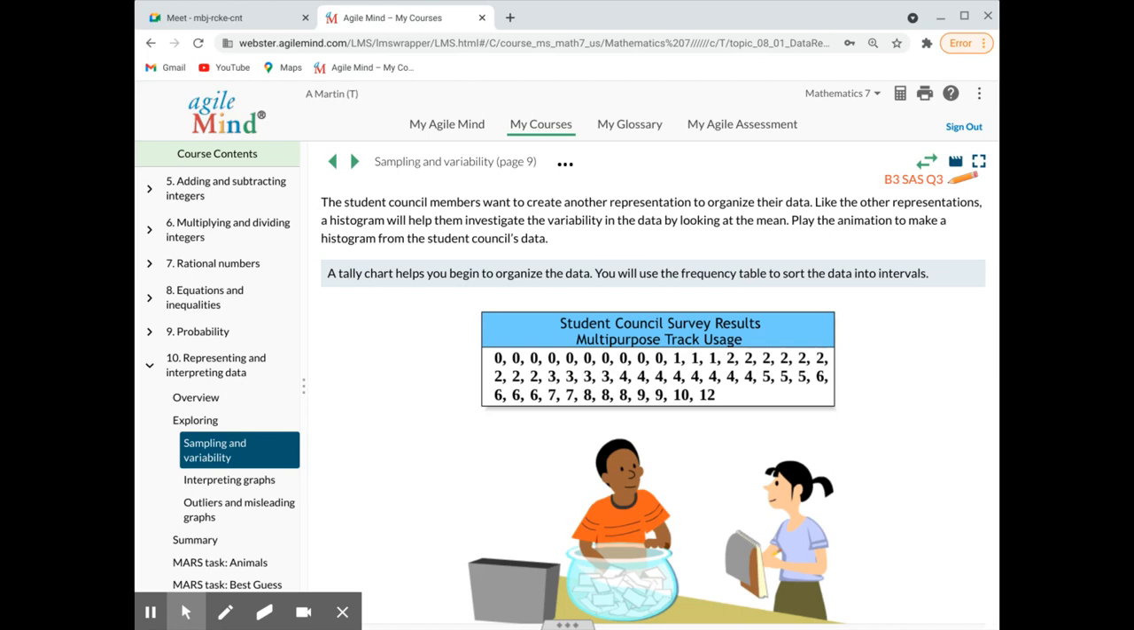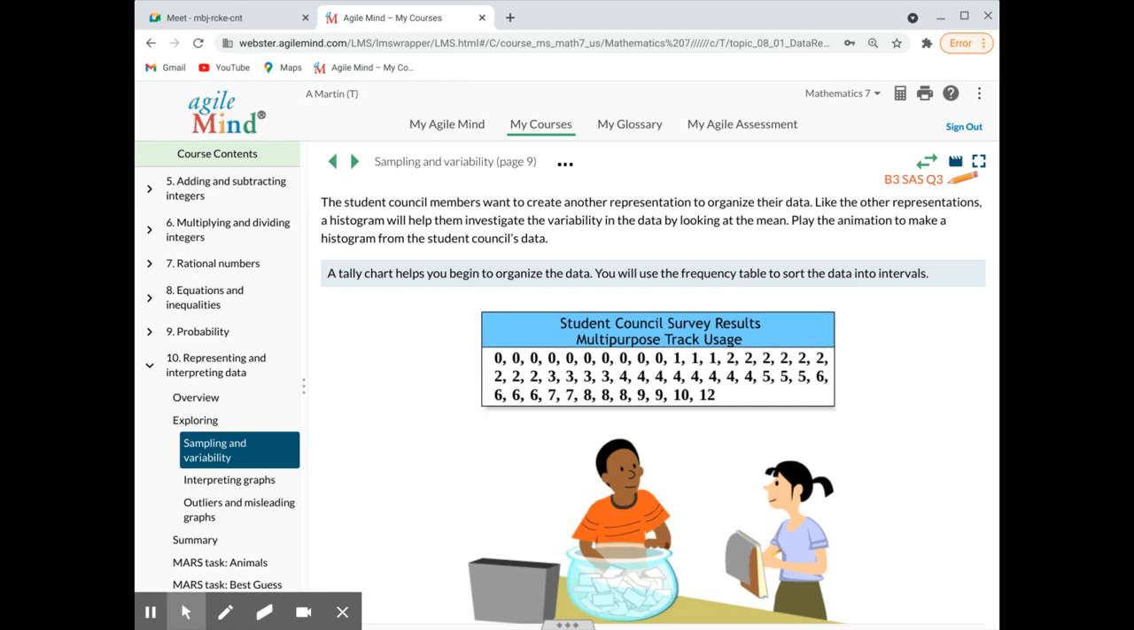You asked me to read? Yes, sir. The student council members want to create another representation to organize their data. Like the other representations, a histogram will help them investigate the variability in the data by looking at the mean. By the animation, to make a histogram from the student council's data, a tally chart helps you begin to organize the data. You will use the frequency table to sort the data into intervals.